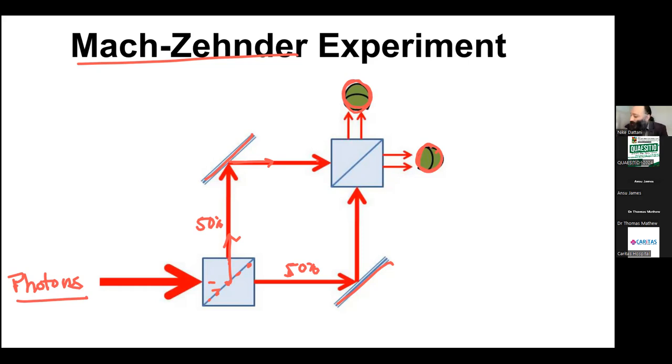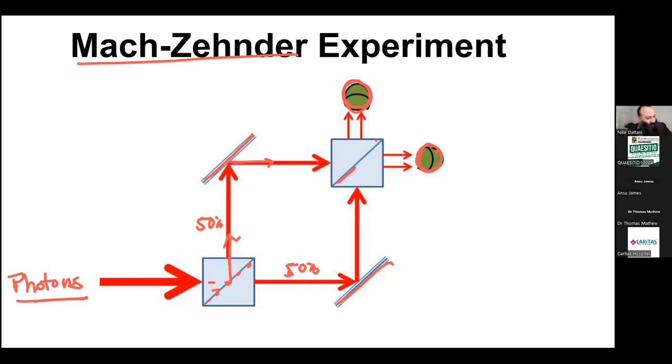So the question is, what percentage of these original photons do we expect to find here at the top and here at the side? So 50% of them will go here, 50% of them will go here, and then it's going to go through another beam splitter. So this 50% is now going to go through this device again. I see a lot of answers.